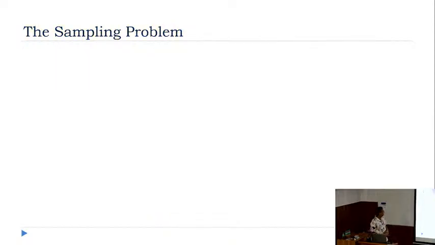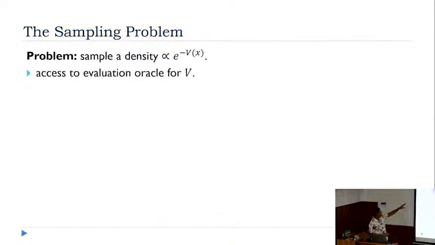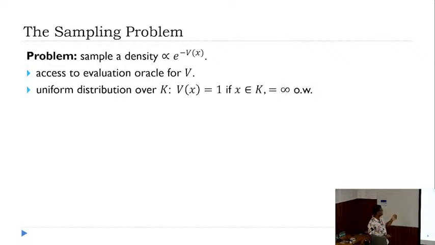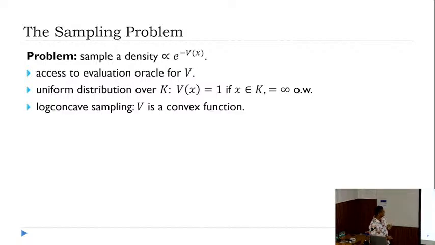Okay, so that's the problem. It's a little convenient to write it like this. Now V is any function in general. We will only consider convex functions in most of the talk. And you have access to an evaluation oracle. So the uniform distribution is when V is 0 on the set and infinity otherwise. And general log concave is when V is any convex function.